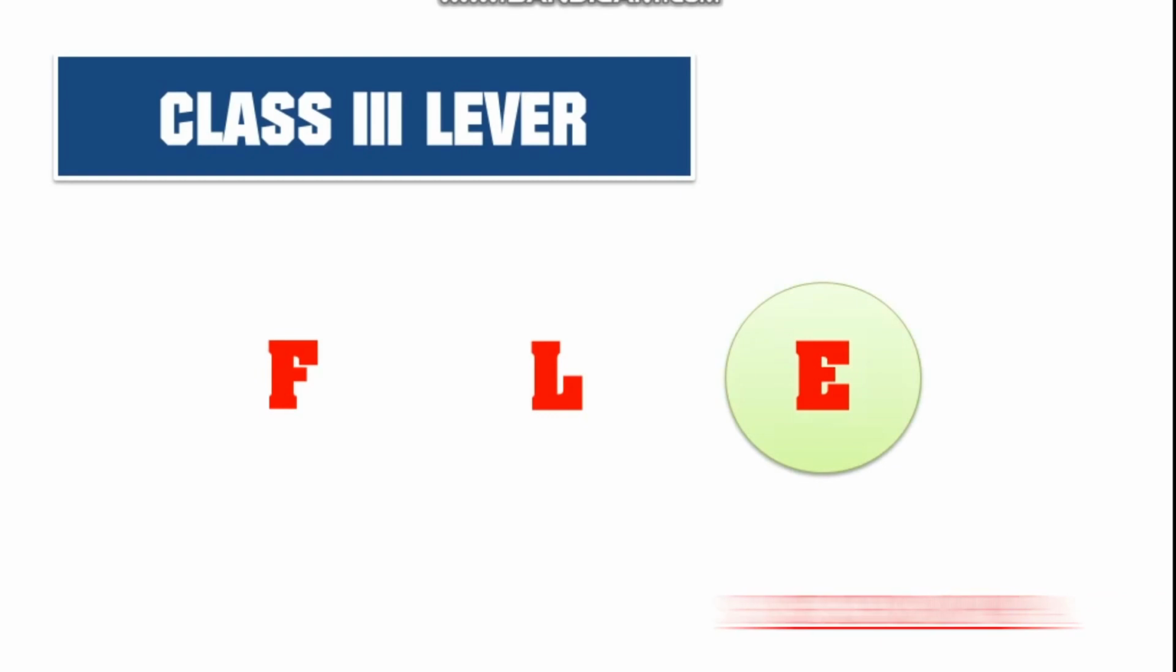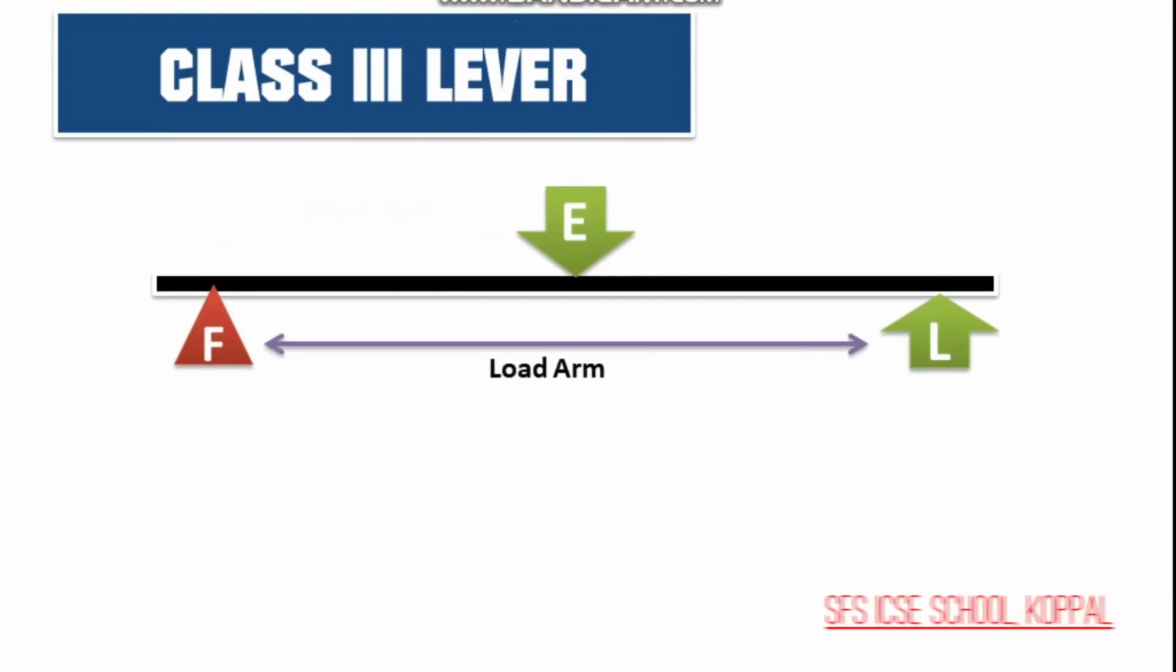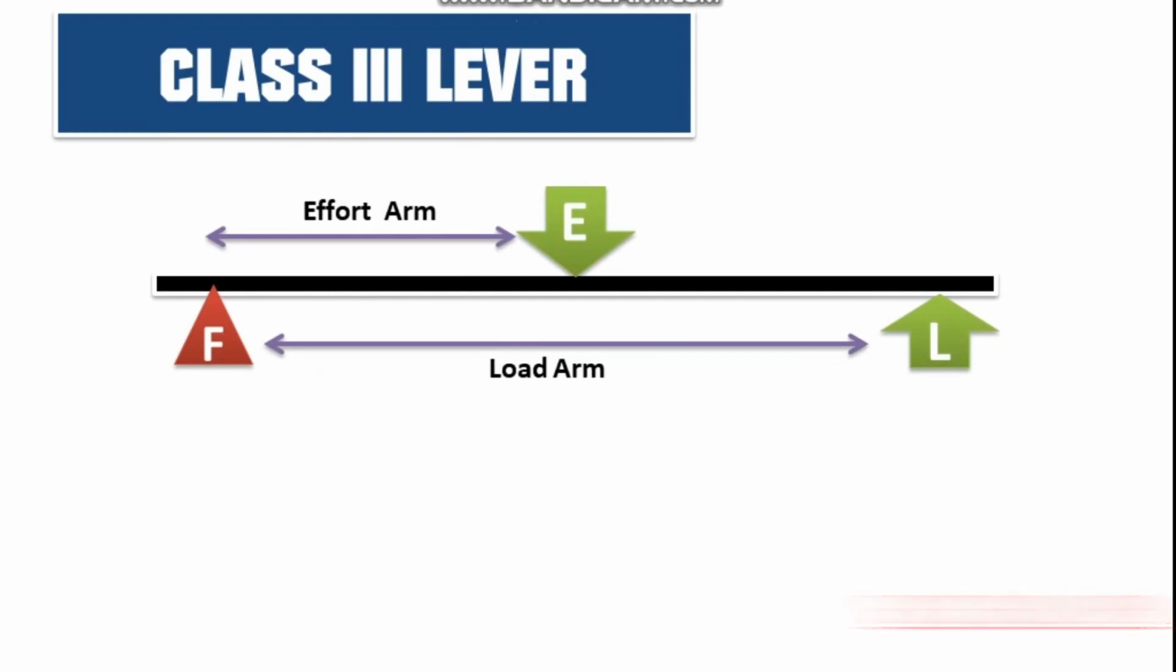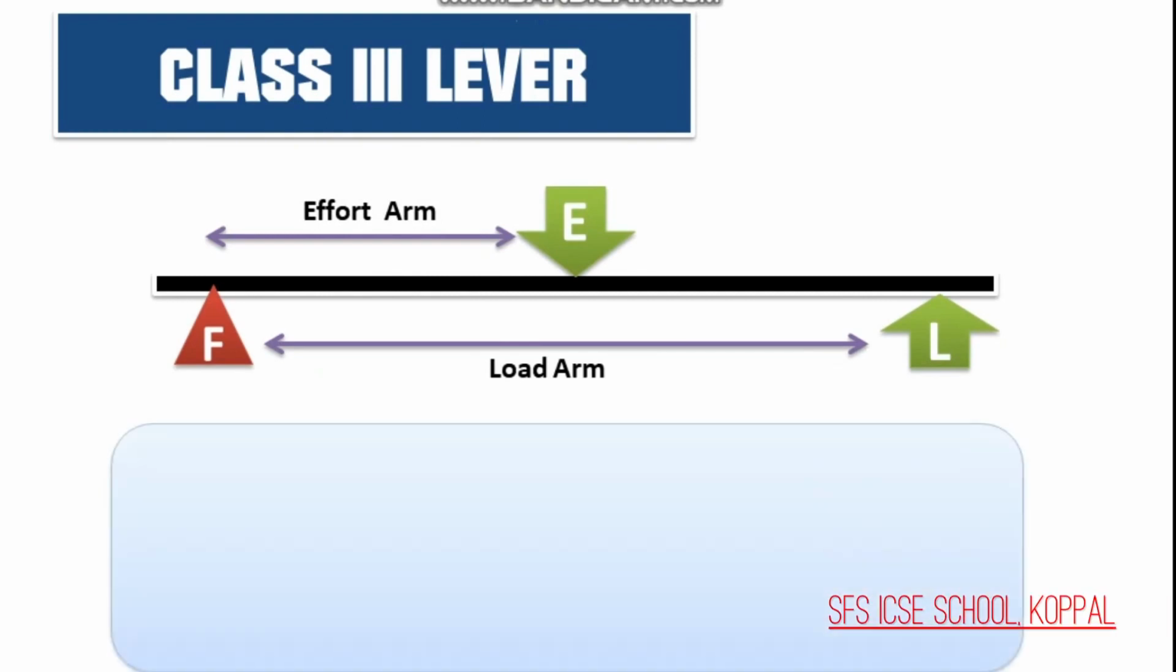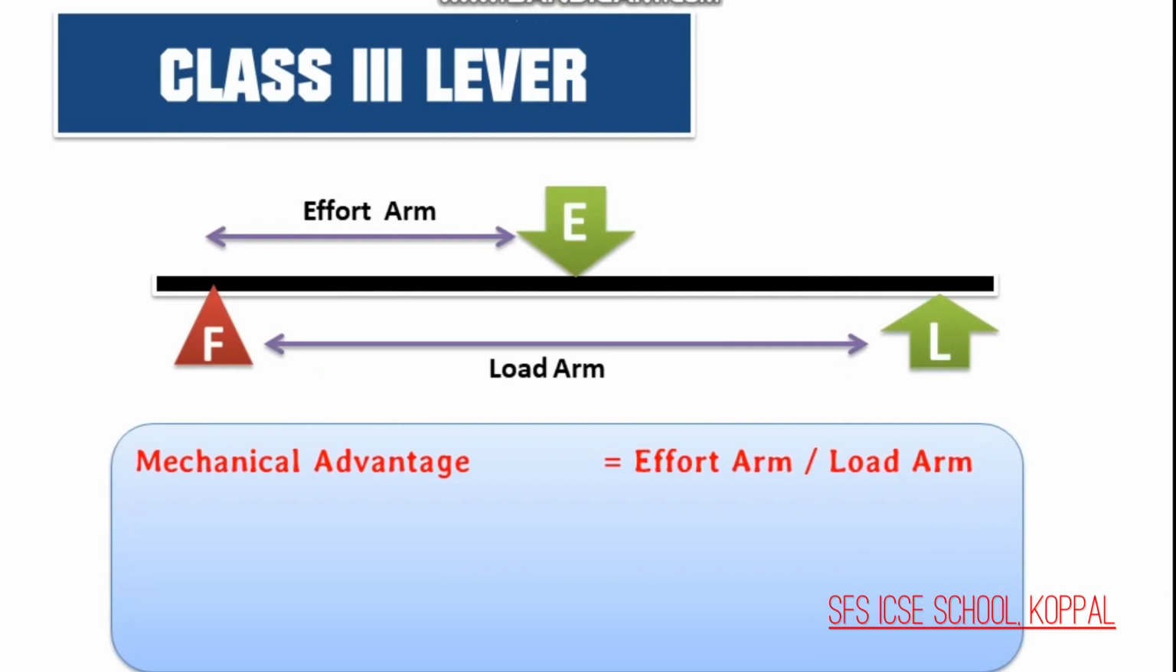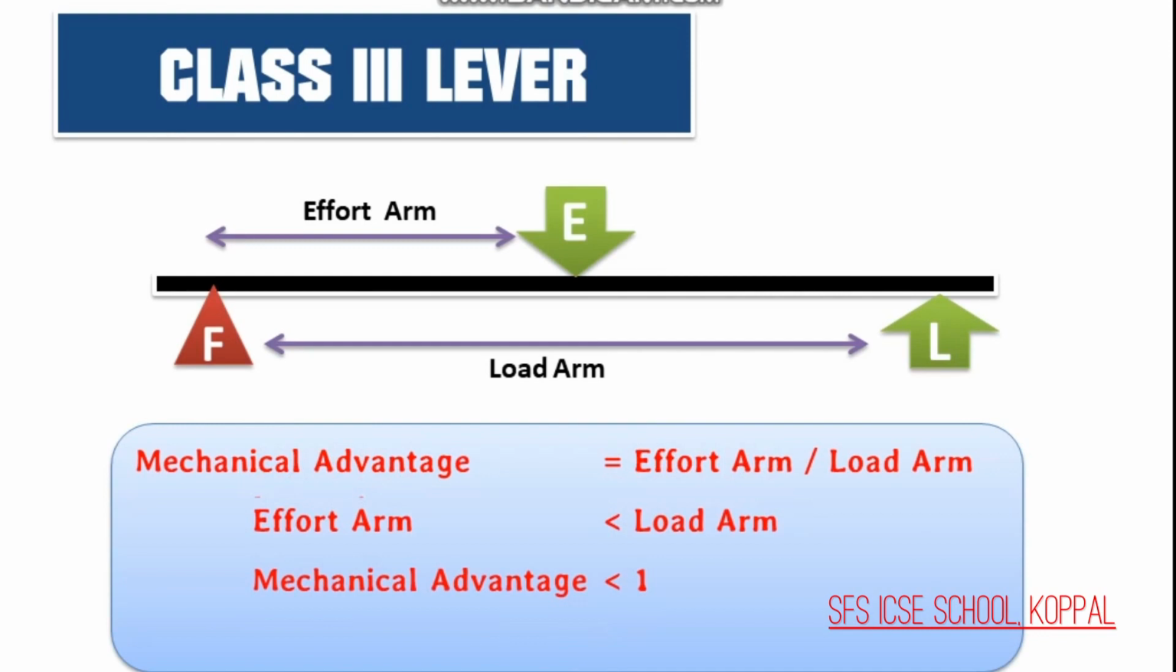Now, class 3 levers. Remember F, L, E. What comes in the center? Obviously, effort comes in the center. So, effort at center, fulcrum and load are at both ends. So, load arm is greater than effort arm because load arm is the distance between fulcrum and the load. In the formula, mechanical advantage is equal to effort arm divided by load arm, and therefore mechanical advantage is lesser than 1. So, always class 3 lever is used as a speed multiplier.